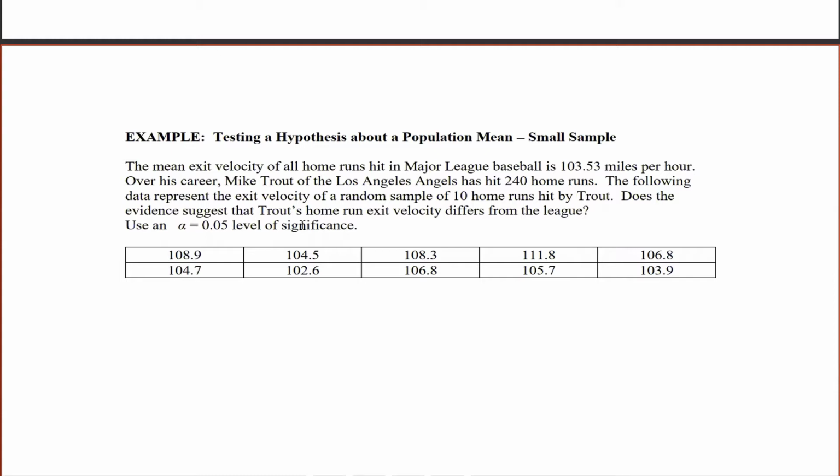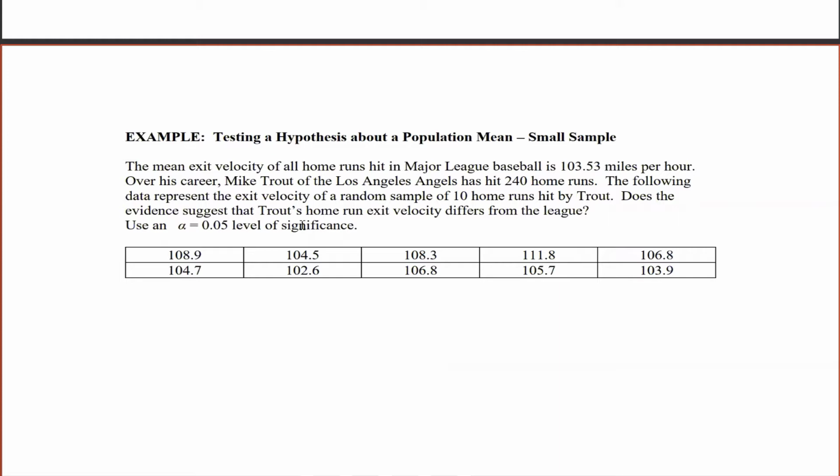Over his career, Mike Trout of the Los Angeles Angels has hit 240 home runs. The following data represent the exit velocity of a random sample of 10 home runs hit by Trout. Does the evidence suggest that Trout's home run exit velocity differs from the league?